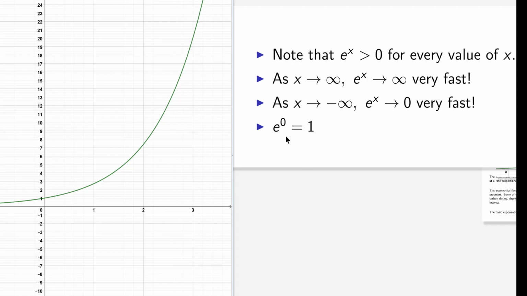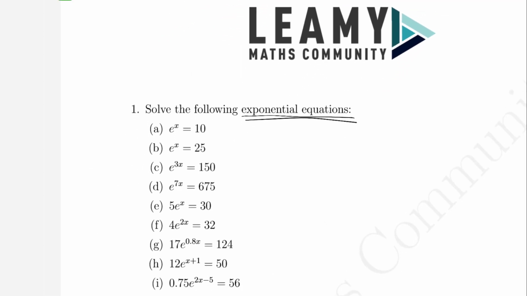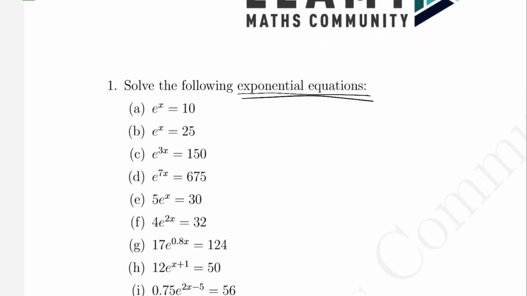And the final property here: e to the power of 0 is 1. So if your input is 0, your output is 1. Anything to the power of 0 is 1. So therefore, e to the power of 0 is 1. Before we go any further with the exponential function, we're going to take a look at solving exponential equations. Being able to solve exponential equations is an important skill related to exponential functions. We can see a lot of exponential equations here, and we just need to understand how to solve these.